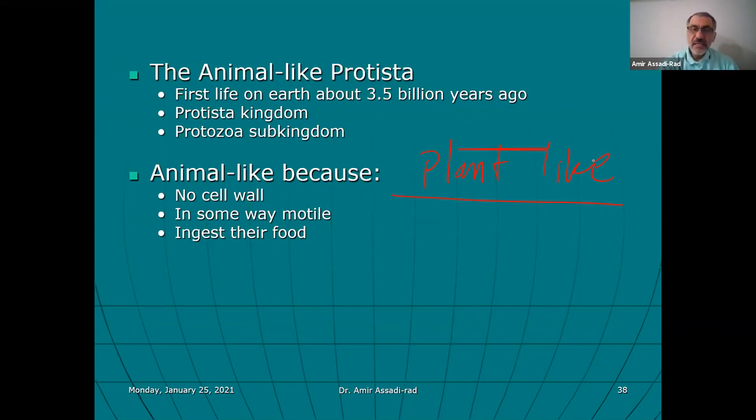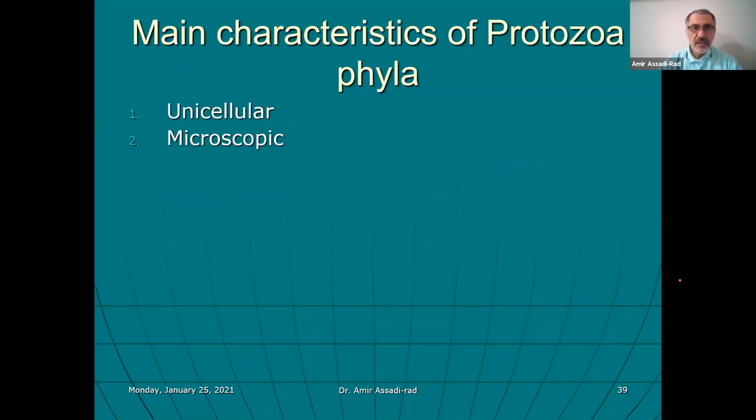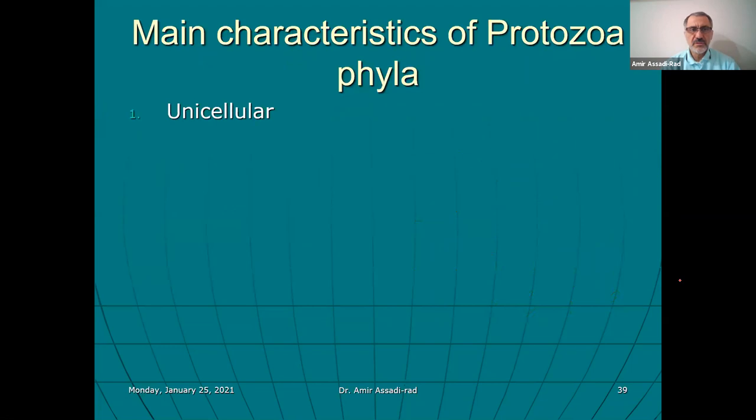So anyhow, plant-like because some of them have cellulose, some of them do photosynthesis, okay? Some of them are stationary, they are not motile, we call them sessile. So these are some of the characteristics that make them plant-like, and I've listed why they are animal-like. So here you go. We will discuss these phyla. I did not list them out for you; they disappeared. But anyhow, you will see what I will discuss.